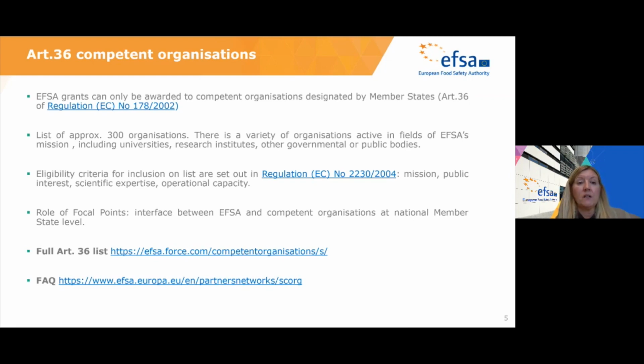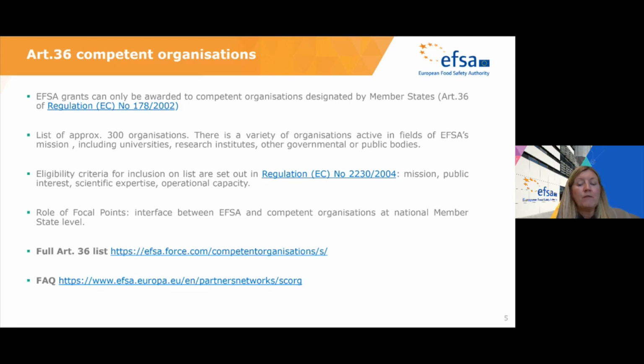So EFSA can advertise our grant opportunities, but we can only award them to competent organisations that are designated by the member states and are put on the list of Article 36 organisations, which is approved by the EFSA Management Board. Now, the list currently includes approximately 300 organisations. The list is updated regularly, so as member states designate organisations within their country and ask for them to be accepted on the Article 36 list, the list is updated.